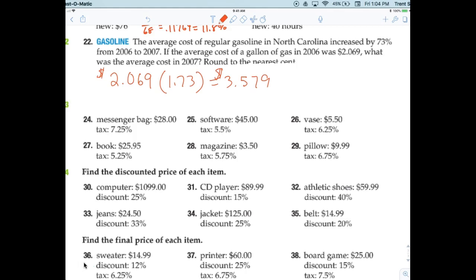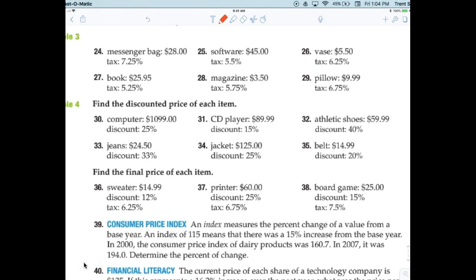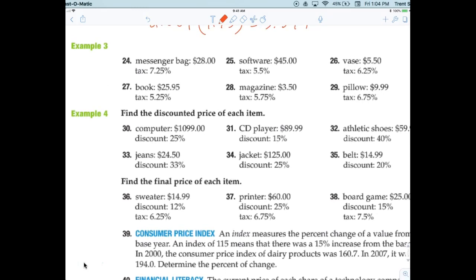Mm-hmm. All right. Miles, tell me about 24. What would I do? You have the messenger bag is $28 and the tax is 7.25%. So you would do 28 times 1.0725. And tell me what the messenger bag would cost. Hold on, I did it earlier, but I did it wrong, so I'm gonna redo it. So that'd be $30.03. How much? $30.03. All right, I believe you. Good job.